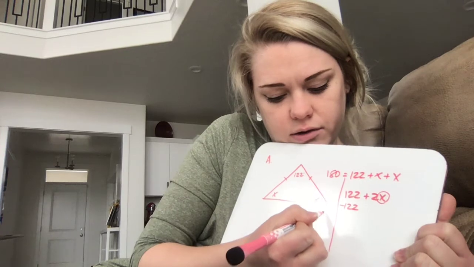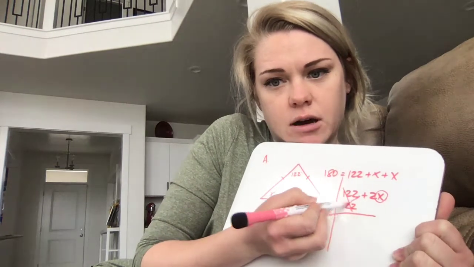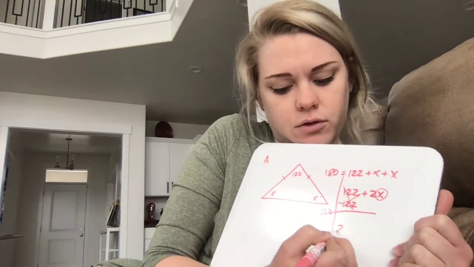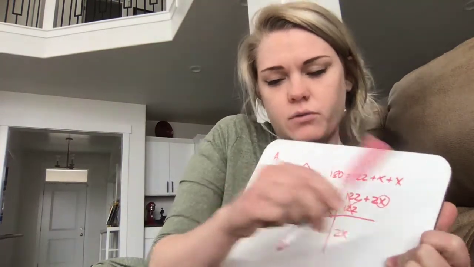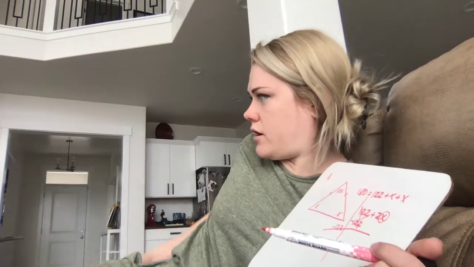So subtract 122. Since these are the opposite operation, it goes away. I'm left with 2x. And 180 minus 122. Handy dandy calculator.